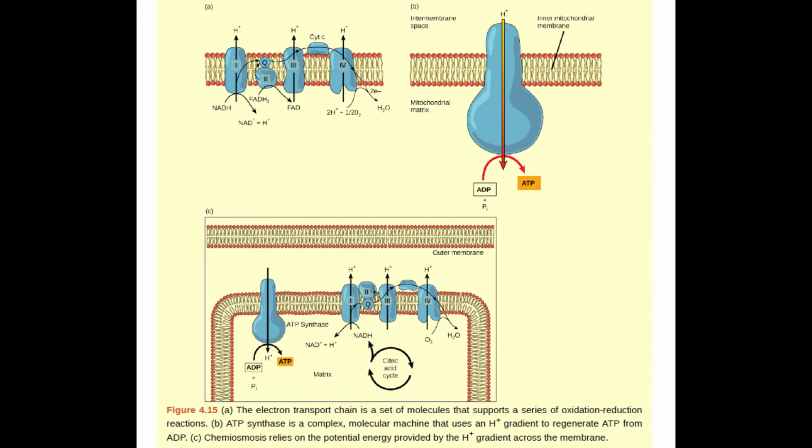Figure 4.15. A. The electron transport chain is a set of molecules that supports the series of oxidation and reduction reactions. B. ATP synthase is a complex molecular machine that uses a hydrogen gradient to regenerate ATP from ADP. C. Chemiosmosis relies on the potential energy provided by the hydrogen gradient across the membrane.